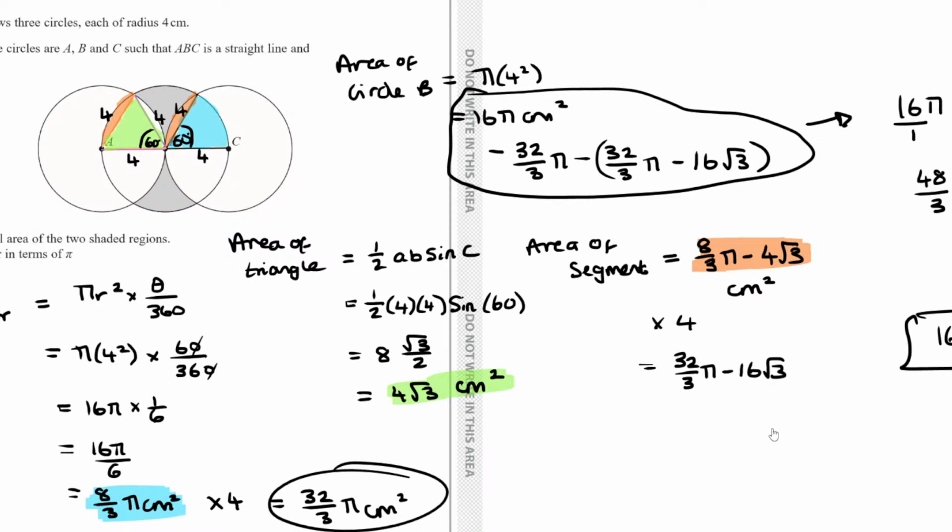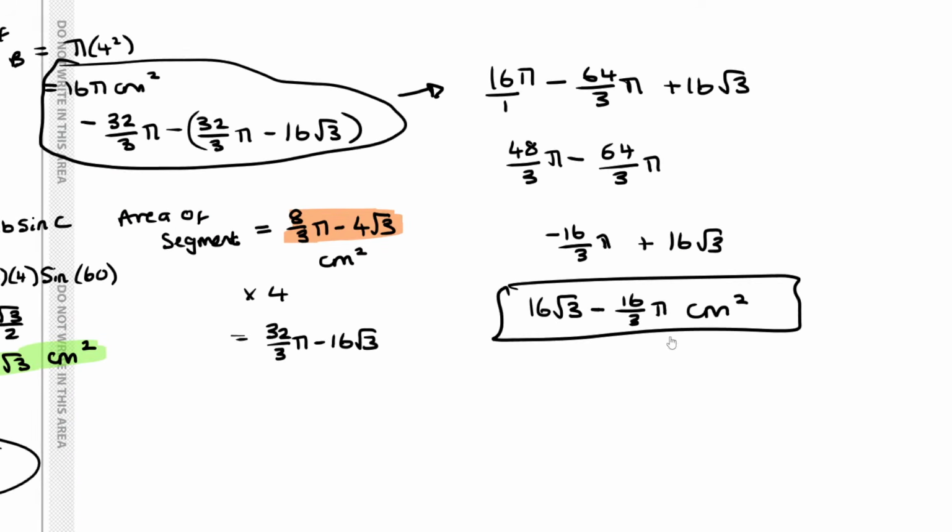But that is, obviously, a 5-mark question. So that would be the shaded region here: 16 root 3 minus 16 over 3 pi.